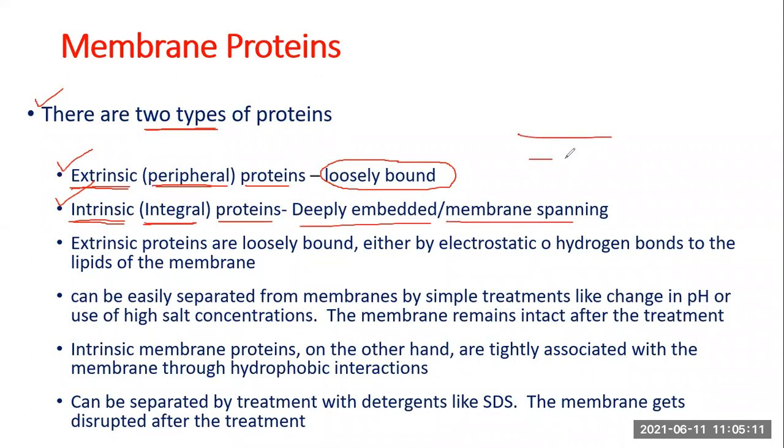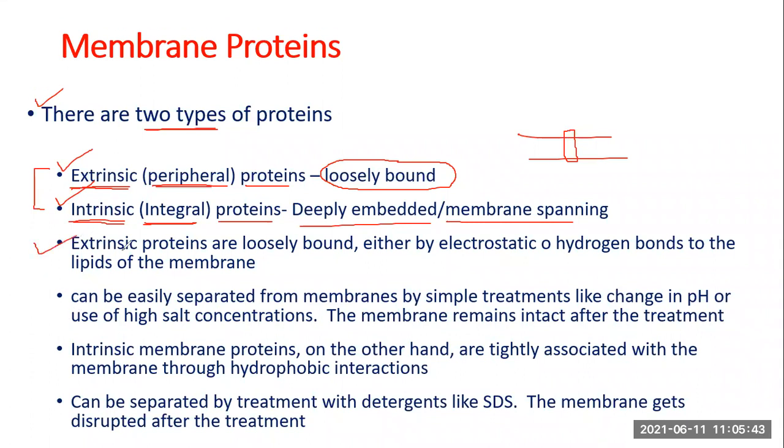So this is the lipid bilayer. So membrane spanning means like this. Means they span across the lipid bilayer of the membrane, right? So they are called membrane spanning proteins. They are deeply embedded. In fact, they cross the entire bilayer. So a part of it is present on the extracellular side and a part of it is present in the intracellular side, and the rest of it is embedded in the biological membrane. So these are called intrinsic proteins. So there are two major groups. One is extrinsic and the other one is called intrinsic.